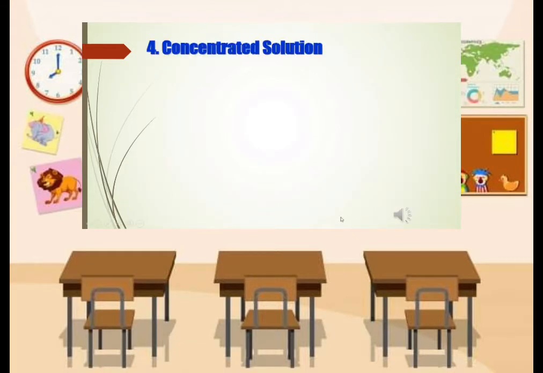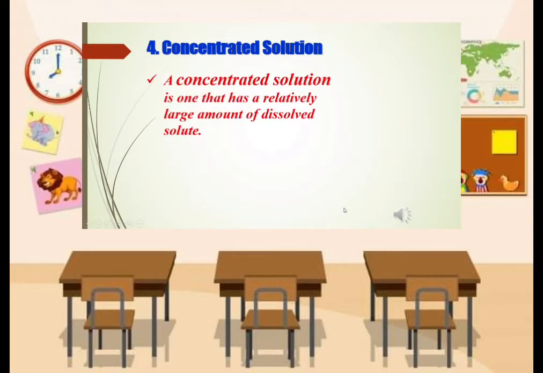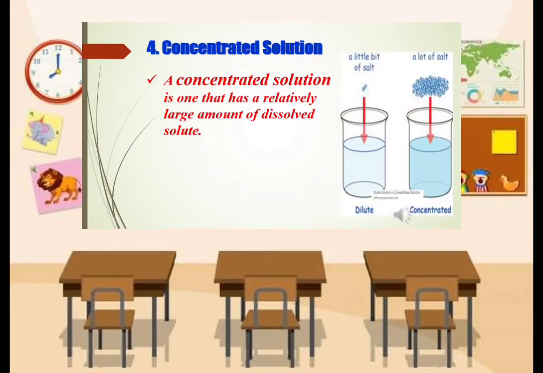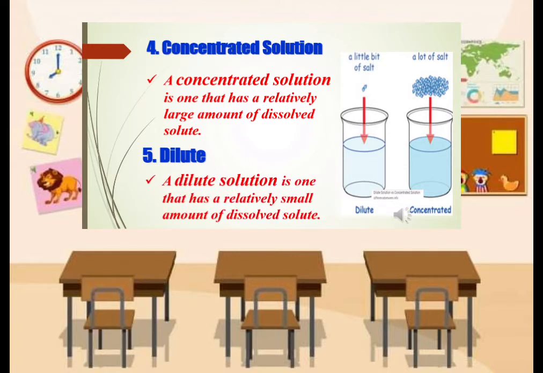Number 4, concentrated solution. A concentrated solution is one that has a relatively large amount of dissolved solute. Number 5, dilute. A dilute solution is one that has a relatively small amount of dissolved solute.